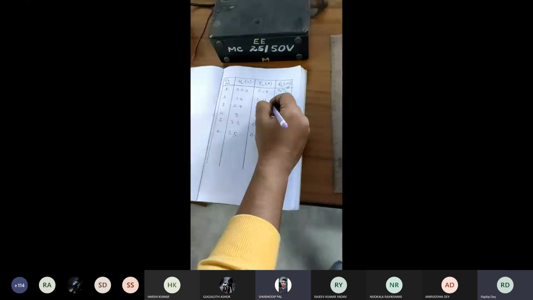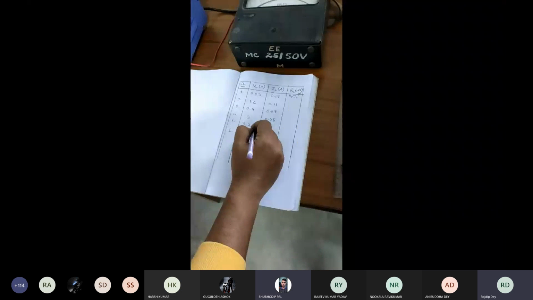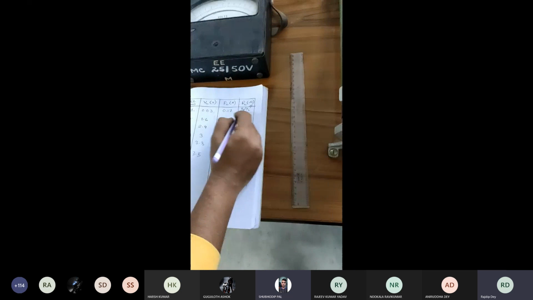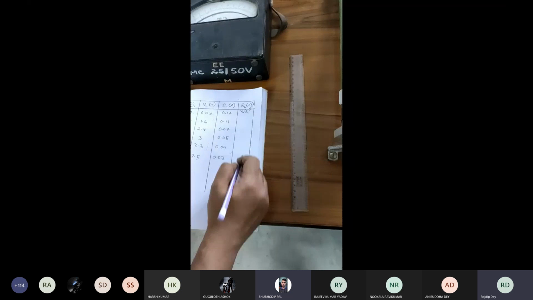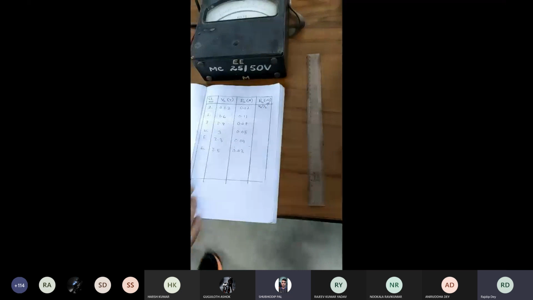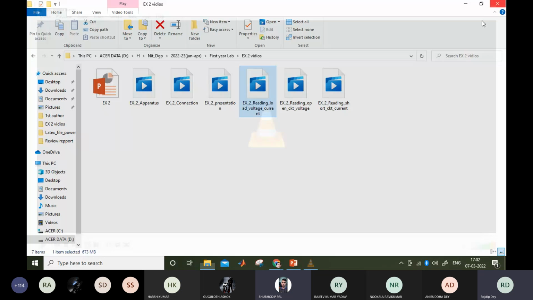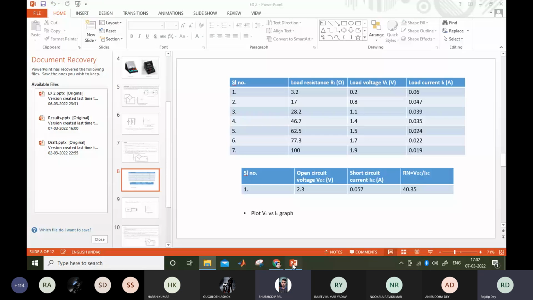So we can see a trend: the current is decreasing and the voltage is increasing with each reading. Now we can easily calculate RL for each reading by doing VL by IL, and we can complete this table. So this is the first set of readings. Now once we have VL and IL, we can plot this graph, right?